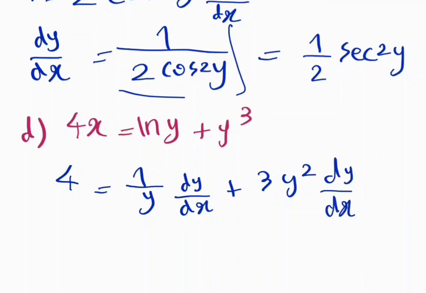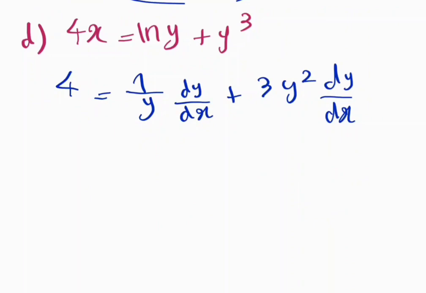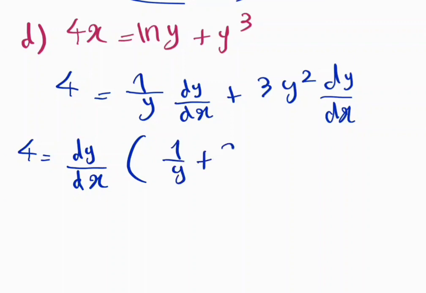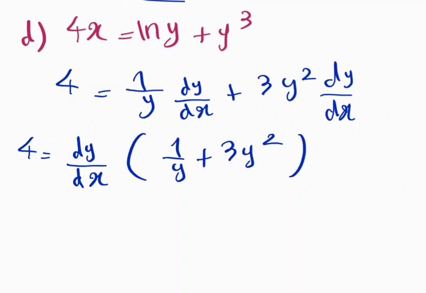So this is similar to the first two examples. Now we need to factorize the right-hand side. So dy by dx, bracket 1 over y plus 3y squared. Of course we can factor a y term out, but remember that we want to give our answers in terms of y, so we shouldn't be doing that for this question.